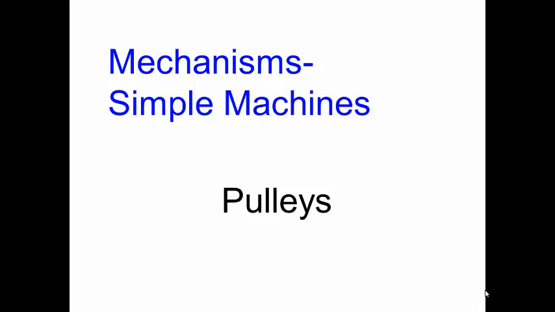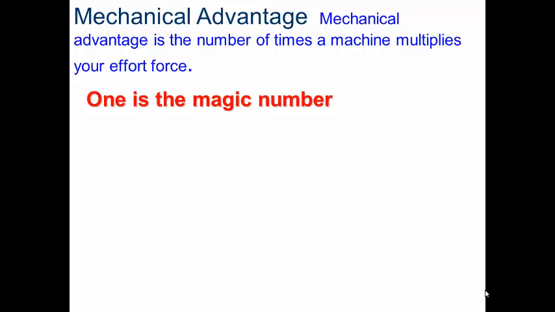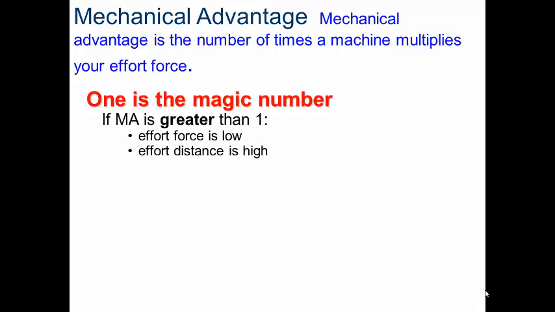Let's take a look at the simple machines known as the pulleys. As a review, mechanical advantage is the number of times a machine multiplies your effort force. 1 is the magic number that we focus on. If a mechanical advantage is greater than 1, that means it actually multiplied your effort force.